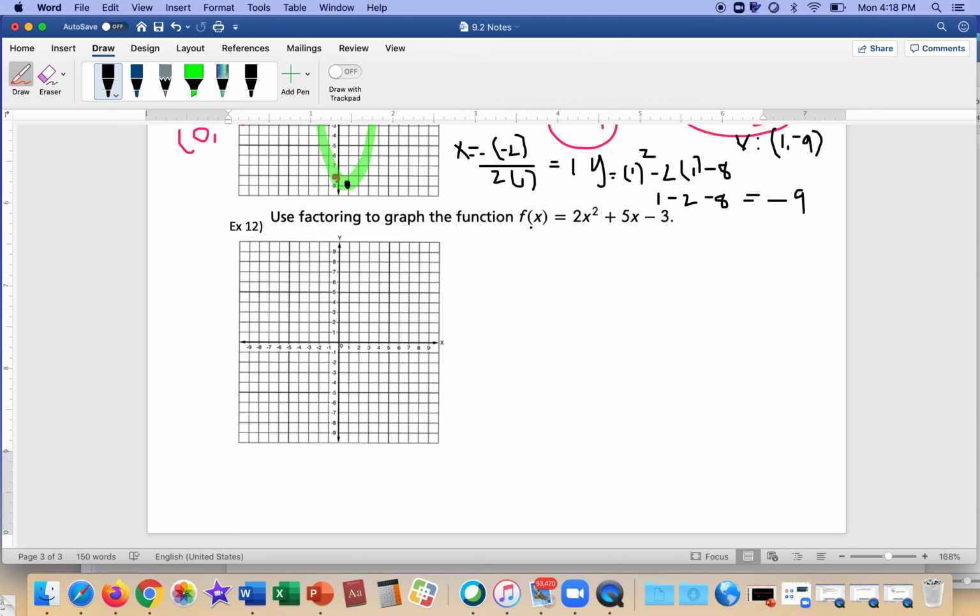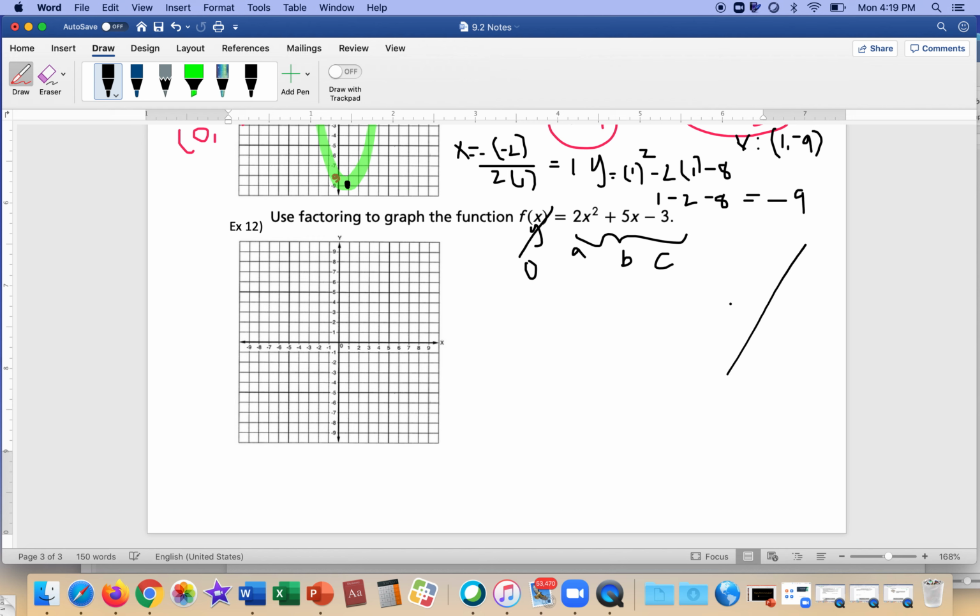So I know that this is y equals, but I want to find x-intercepts. So I'm going to plug 0 in for y, so that all I'm left with is x. 0 is on one side, x on the other. Simplified, we're going to try to factor. There's no GCF. A is 2, B is 5, and C is -3.